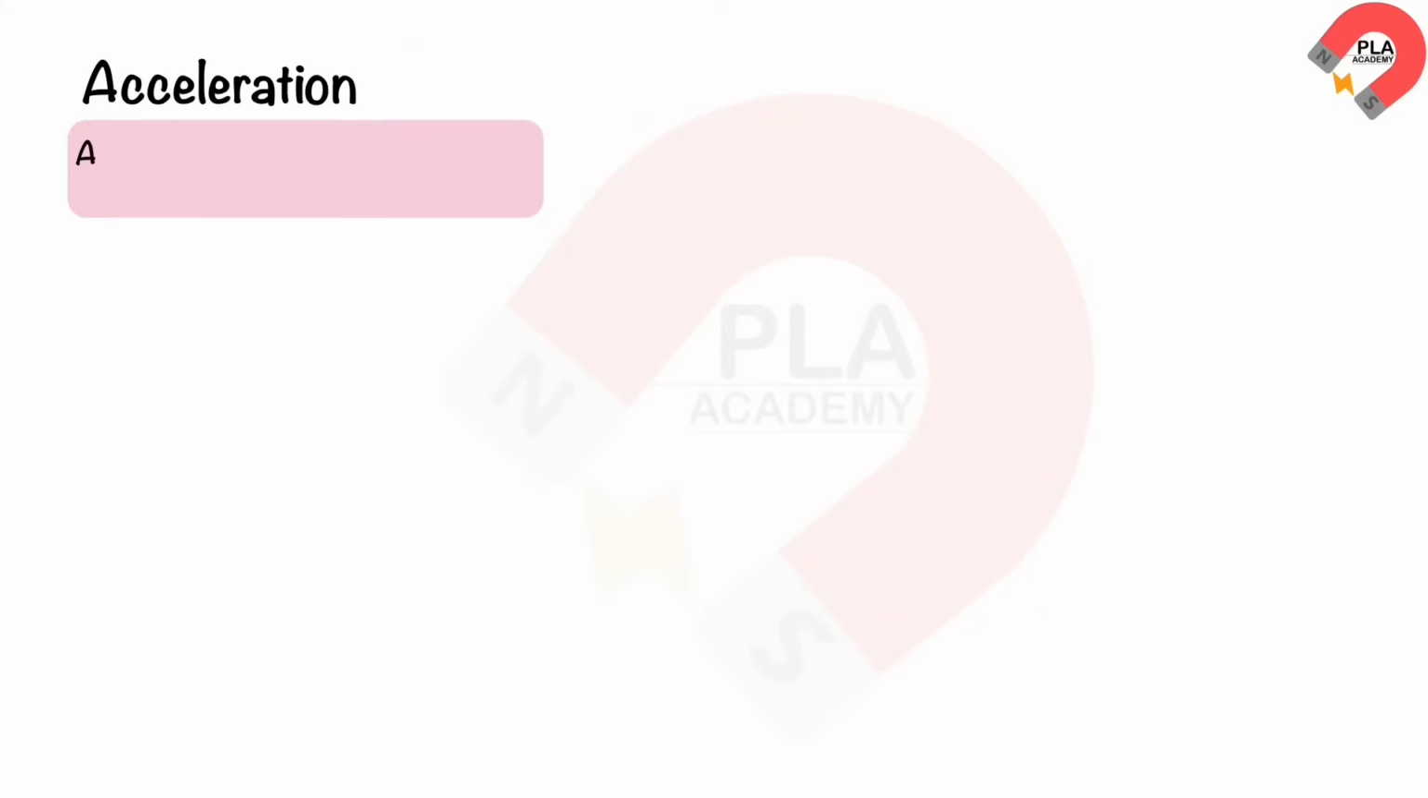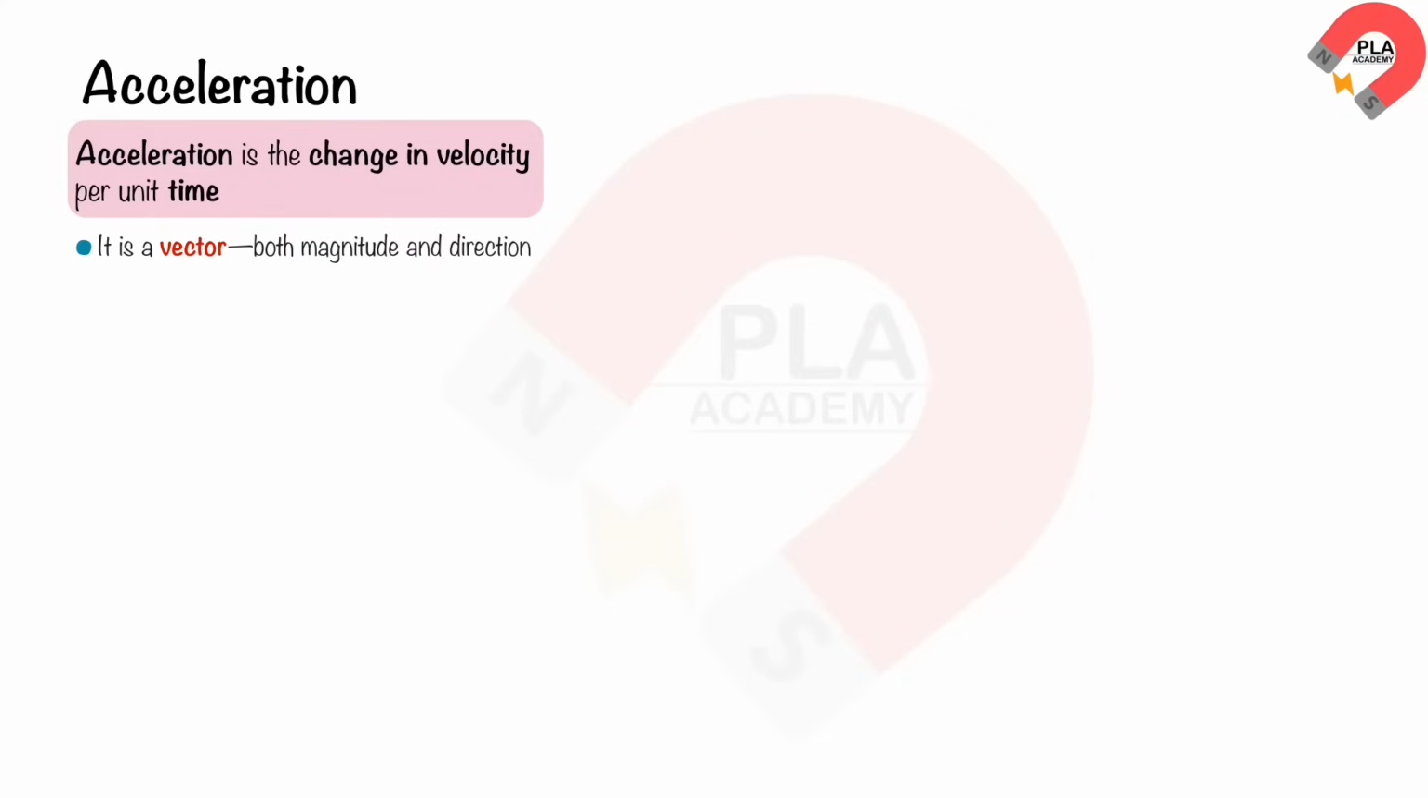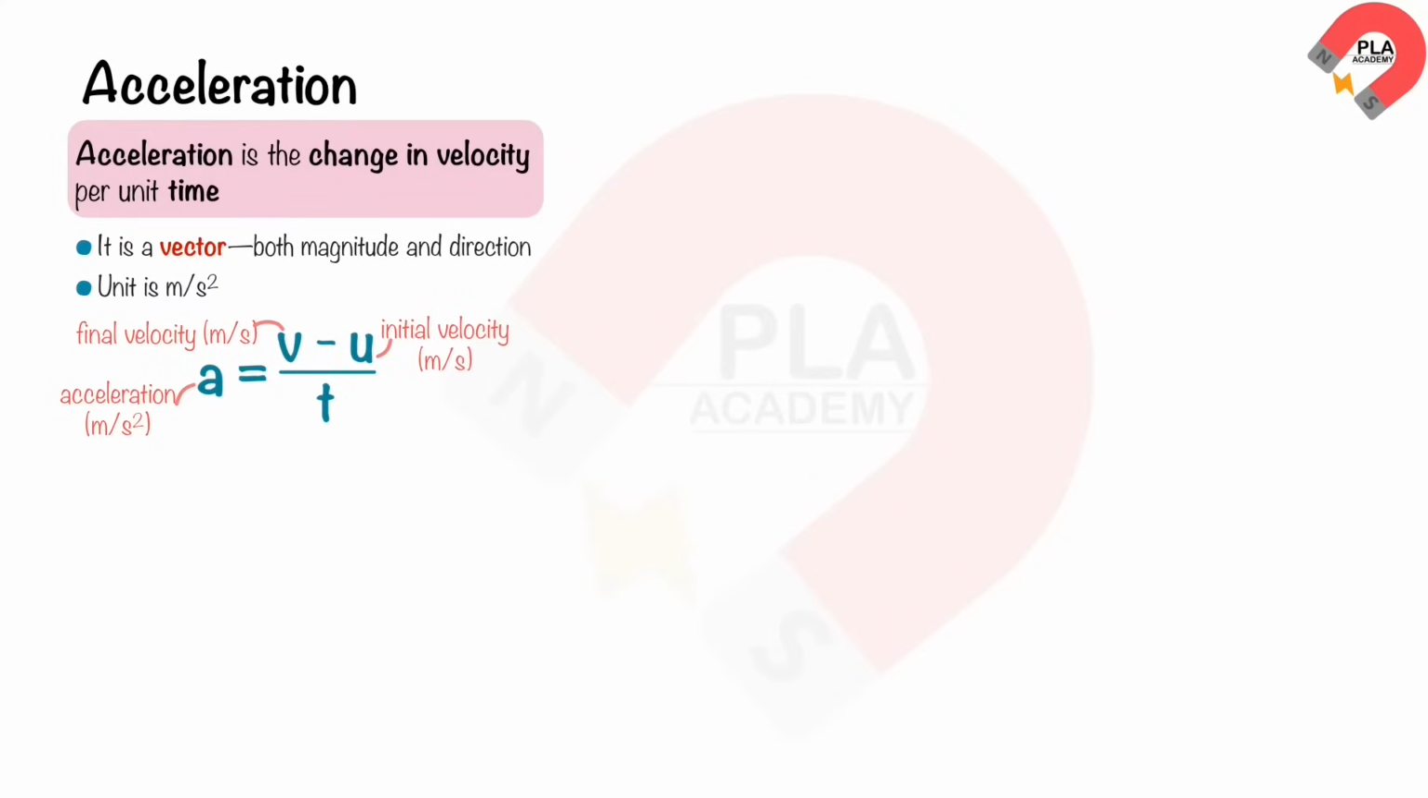Acceleration. Acceleration is change in velocity per unit time. Acceleration is a vector quantity, which has both magnitude and direction. Its unit is meters per second squared. Therefore, the equation of acceleration is a equals (v minus u) over t. a is acceleration in meters per second squared. v is final velocity in meters per second. u is initial velocity in meters per second. And t is time taken in seconds.